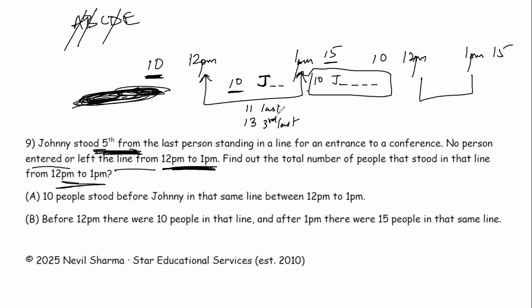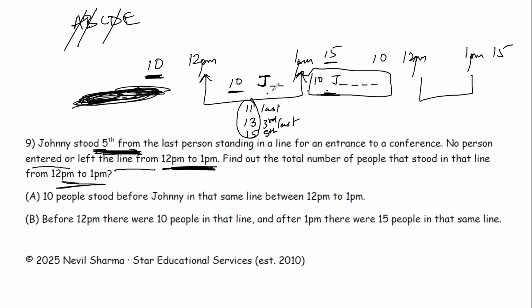So if Johnny's last, then there are 11 people. Johnny's third last, there are 13 people. And Johnny's fifth last. Let's just consider that 12 to 1 p.m. it was fifth last, and after 1 p.m. also no one entered or left the line, and no one moved forward. So let's assume there's 15 out here. So there are three possibilities, even in this situation. In this situation, anything could be a possibility, right?